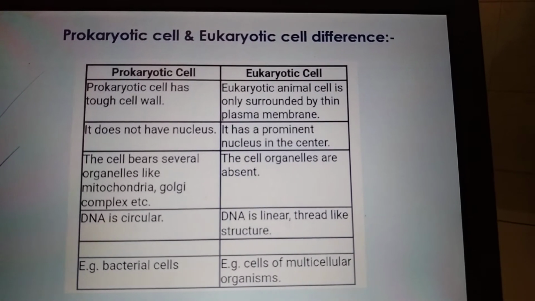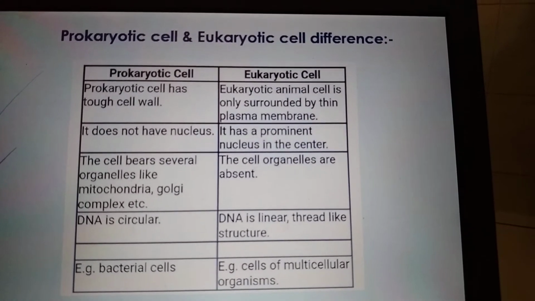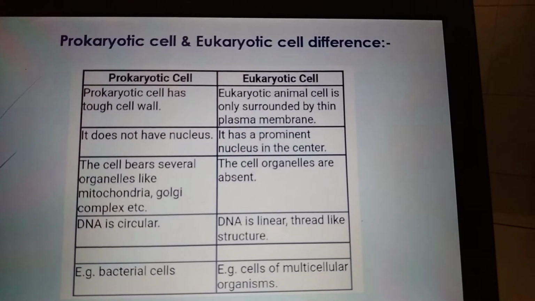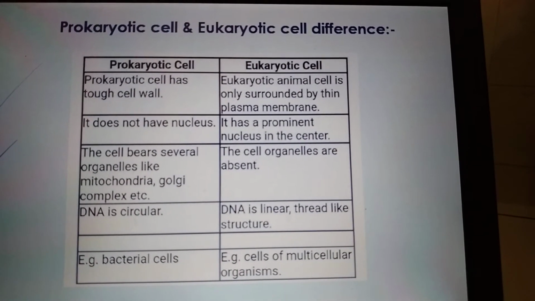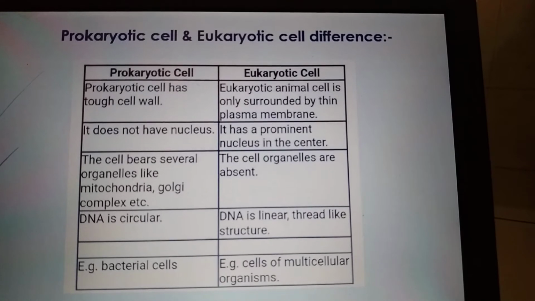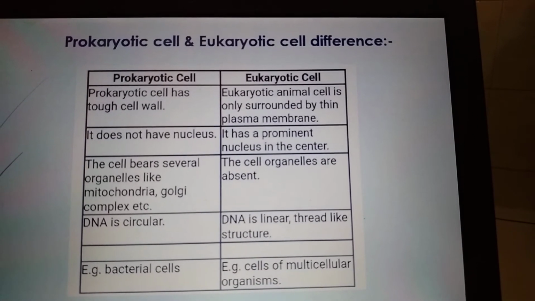Here the word karyotic means nucleus. Pro means false, eu means true. We have seen the first point: a prokaryotic cell has a tough cell wall, while the eukaryotic animal cell is only surrounded by a thin plasma membrane.